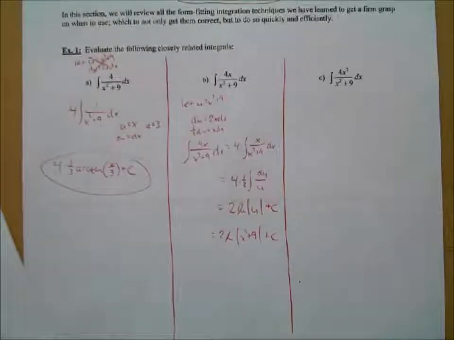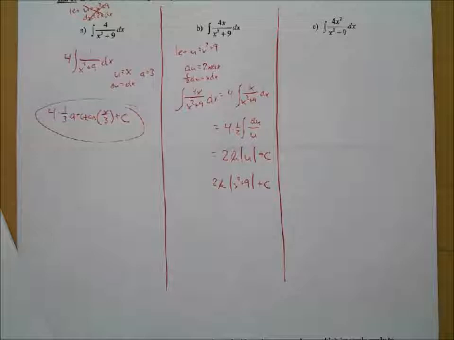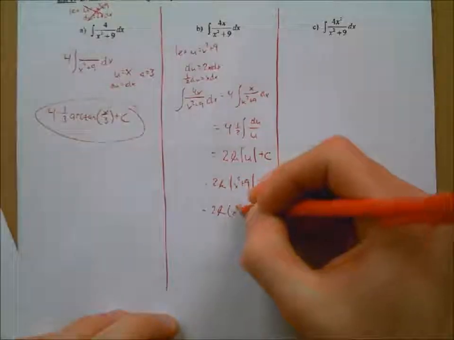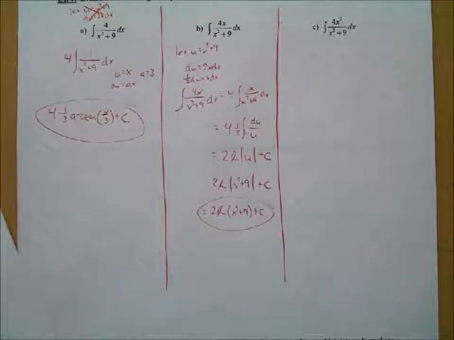Okay. Is it necessary for us to have those absolute values in our natural log still? Why not? X squared is always going to be positive. Adding 9 further to that will still be positive, and so you can drop the absolute values if you really want to and just make it natural log of x squared plus 9 plus c. It won't ever be negative. All right, so far so good there.